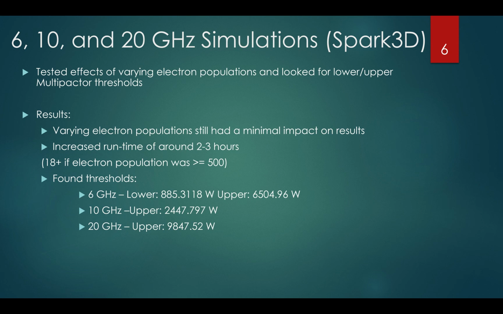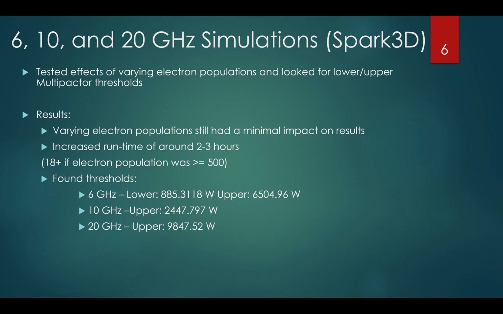Also, increased runtime did occur, around 2 to 3 hours, though I will note that this could be 18 plus if the electron population was above 5,000, since I did have one simulation that just went way too long when I tried to set it to, I think, 7K. But from this, I was able to find the thresholds.